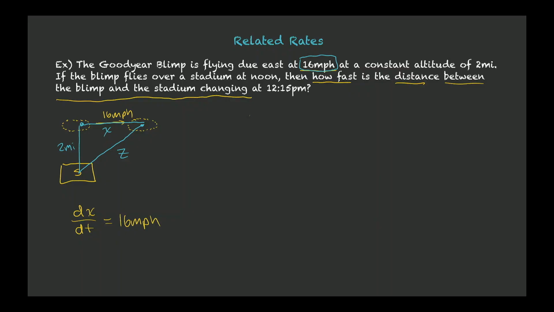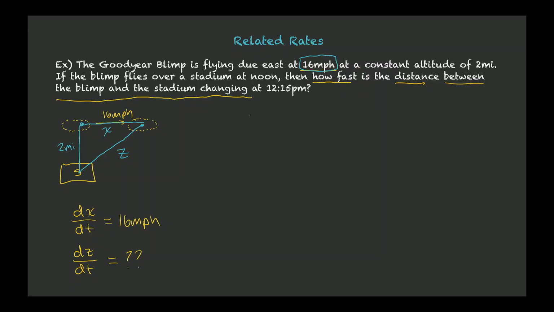Okay, the other rate of change that it's asking about is how fast is the distance between the blimp and the stadium changing at 12:15. So it's asking us how fast dz dt. Remember, all your derivatives are with respect to time in related rate problems. All right, so these are the only 2 variables that are changing in the problem that are being asked about.